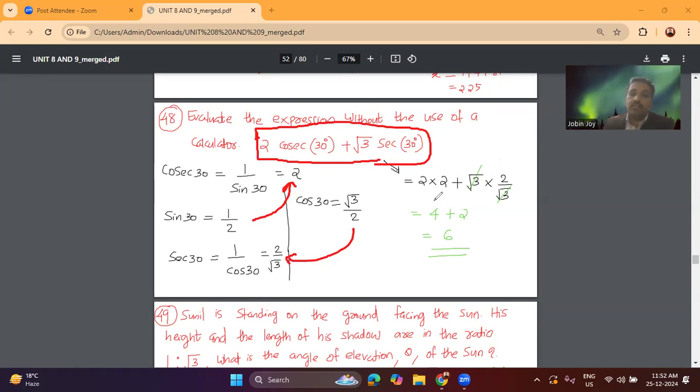Substitute here. So 2 into cosec 30 is 2 into 2, plus root 3 into sec 30 is 2 by root 3. So root 3 cancels. 2 into 2 is 4. 4 plus 2 is 6. So the answer is 6.